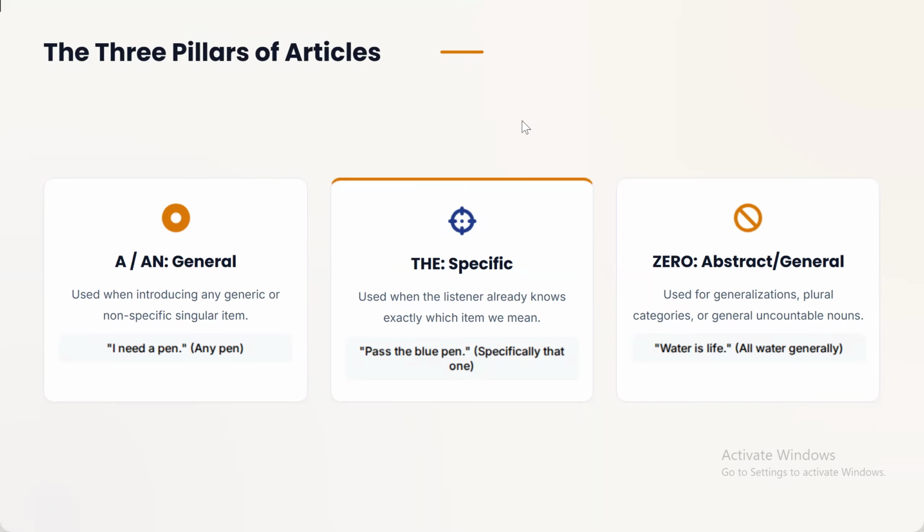So this is where many students get trapped. You can't say a bread. You can't say a rice. So these are uncountable now. They don't have articles a, an, or the. So there are zero articles. Please always pay attention to that.